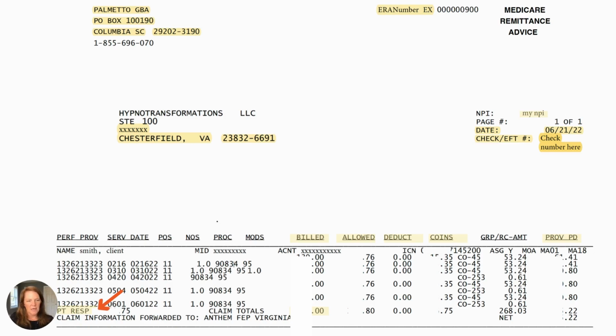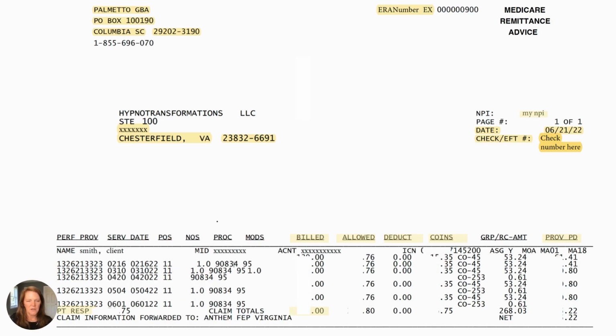And over here, it talks about the patient responsibility, which is basically all of this coinsurance added up to tell you how much the client should be paying you for all of these sessions. And then right here, this is Medicare specific, but claim information has been forwarded to Anthem FEP Virginia. So this is telling me that this remaining amount that the client is responsible for has been forwarded on to the secondary payer, and the secondary payer usually is going to pick all of that up. But that's something else you have to pay attention to and monitor. Okay, so I hope that explains that.